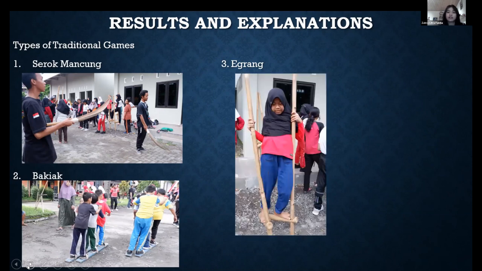And then the third game is called Egrang. Egrang is a game that requires bamboo. In Indonesia, there is a lot of bamboo which can be used as raw material for Egrang in traditional games. The character values in this Egrang game include independence.